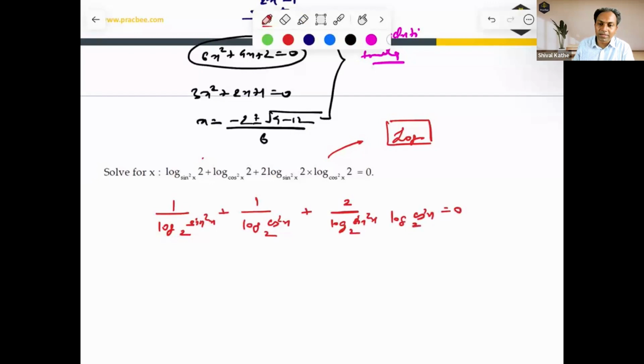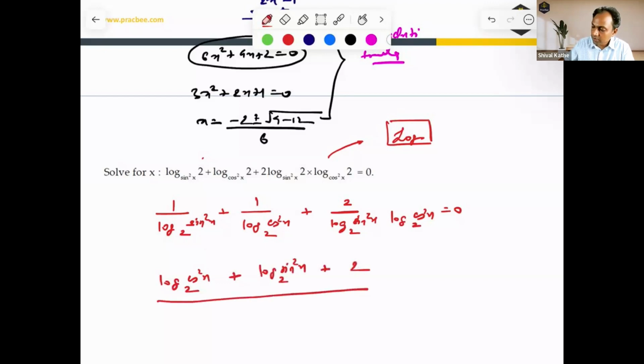Is it fine? Makes sense. Because without this, I cannot do anything to a log question. Base needs to be same. Otherwise, no property is valid. Now you take LCM. If you take LCM, this will become cos square x to the base 2. This will become sine square x to the base 2. This will become 2. And everything will come in denominator.